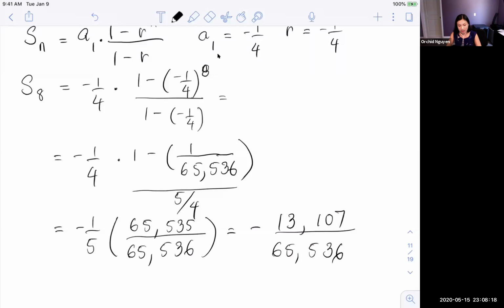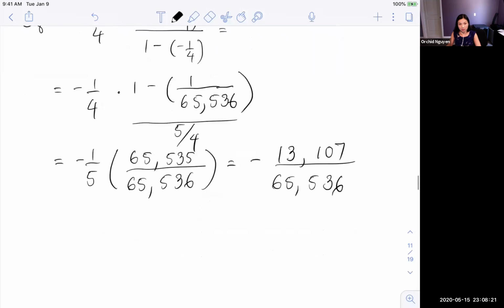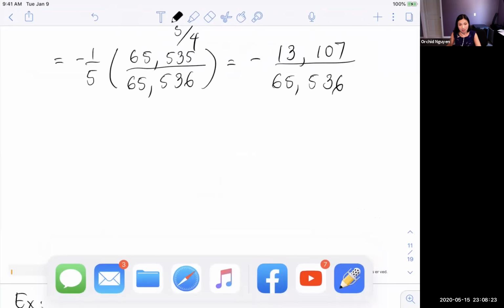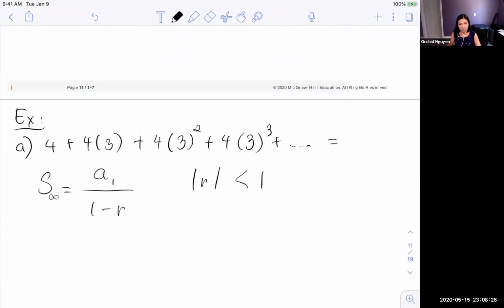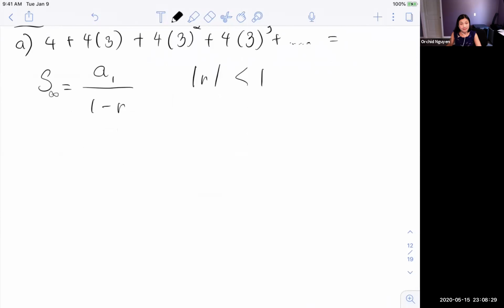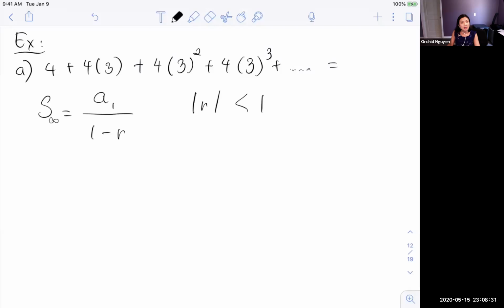All right. The next problem I want to show you is the infinite geometric series. Infinite means, you see right here the problem is going on forever because of the dots. So we don't have n. So it's going to be S equals A1 over 1 minus r. Now, this is very important. If you take the absolute value of r, it has to be less than 1.